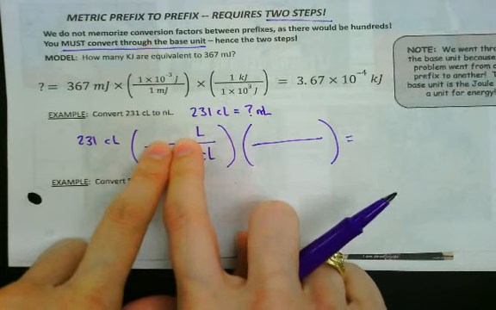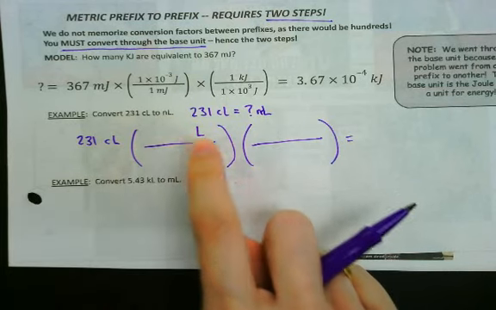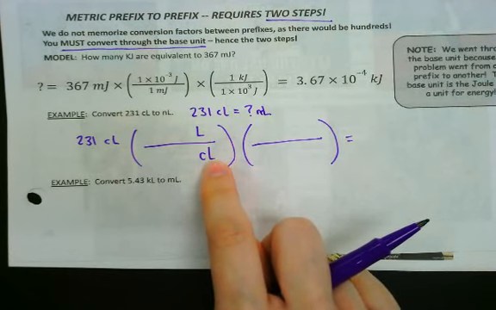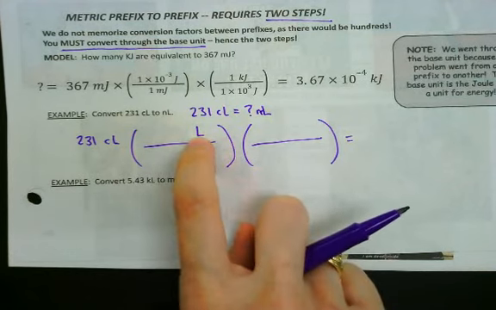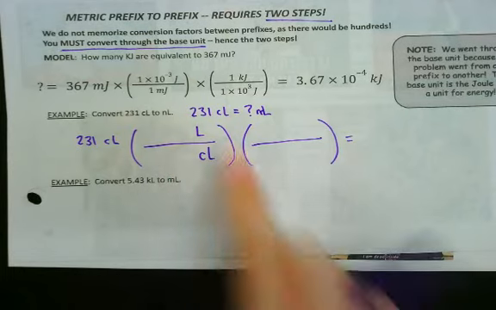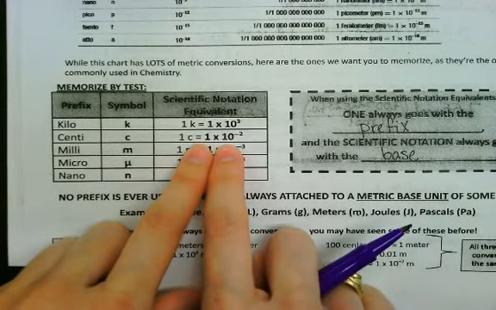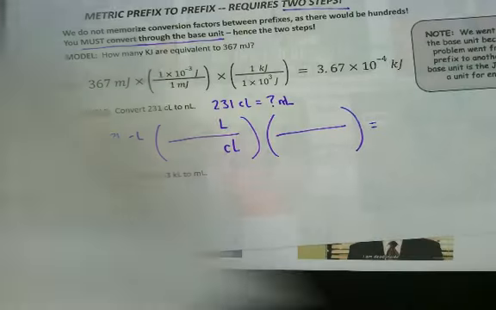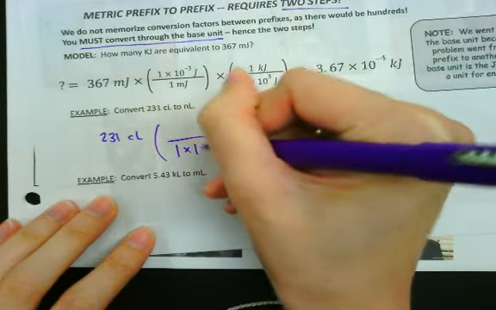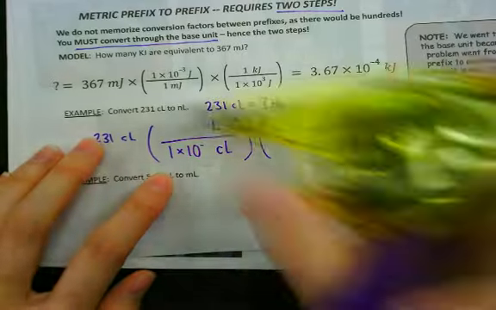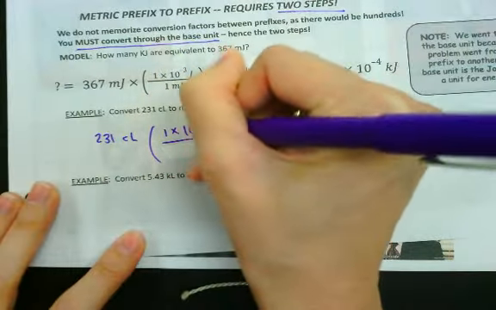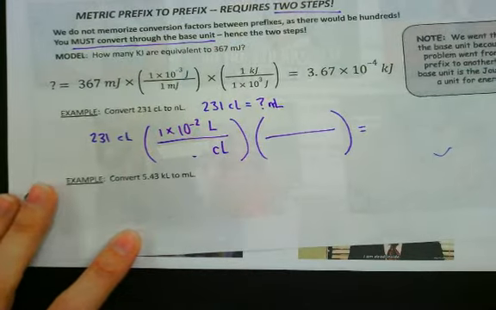What number gets to go with liters? So scientific notation or 1? What do we think? Scientific notation, yes. This is our base. Scientific notation always goes with our base. So if we see the scientific notation associated with base and centi, it is 1 times 10 to the negative 2. So we're going to fill that in. Sorry, I just wrote it in the wrong spot. 1 times 10 to the negative 2 goes with our base, liters.